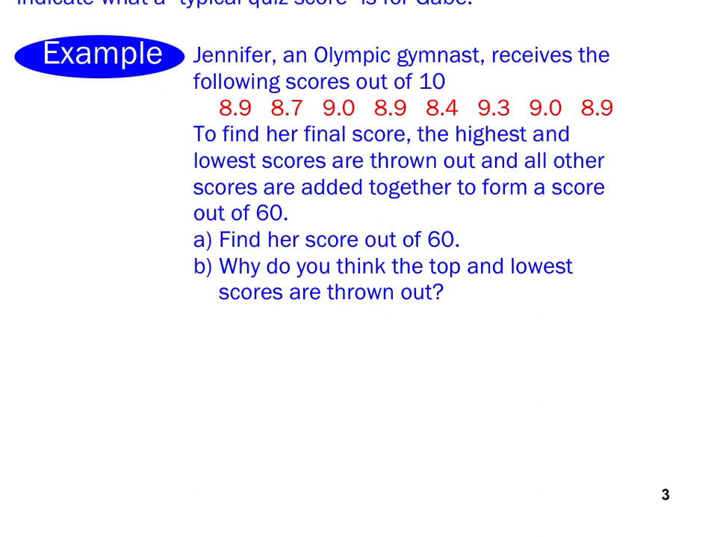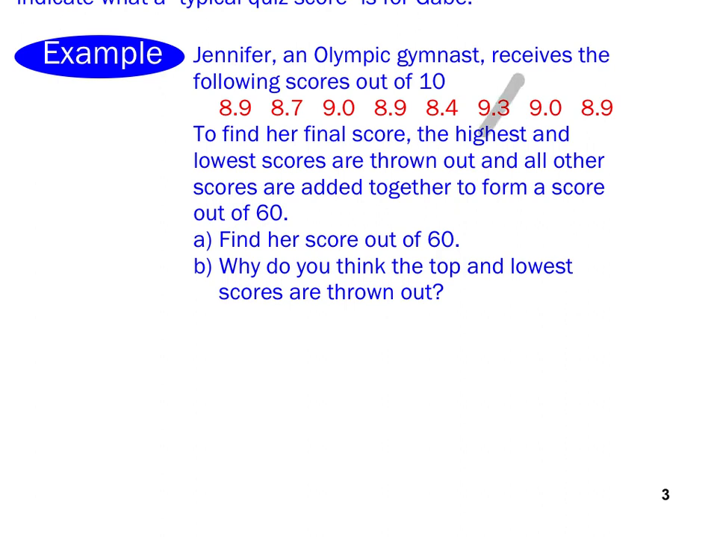So with that idea in mind, Jennifer receives the following 10 scores in her gymnastics routine, and I'm not going to read them out for you, but here they are. To find her final score, the highest and lowest scores are thrown out, and all other scores are added together to form a score of 60. Find her score out of 60. So first, we will throw out the highest and the lowest. Which one is the highest?